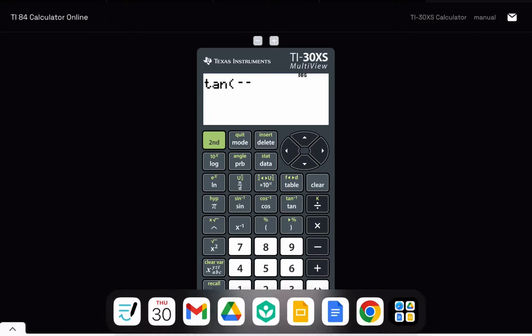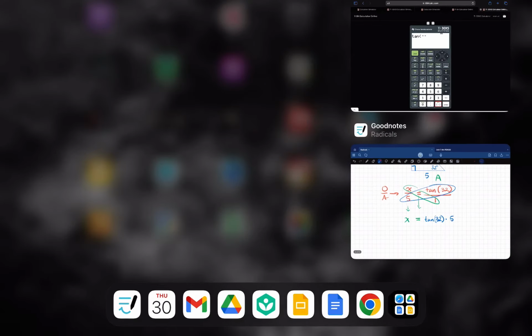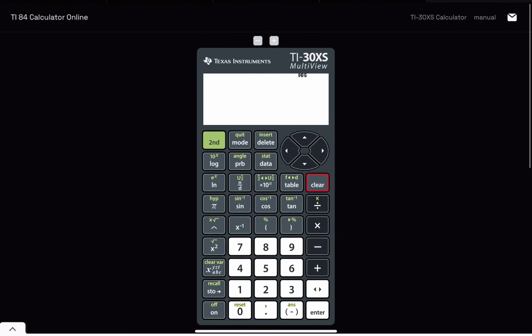Tangent, I already forgot now. Oh, that was tangent 32 times 5. Let me clear that one more time. Tangent 32, close that parentheses, times 5. Hit enter on there, and you're going to be given this long decimal. So it looks like 3.124. If you're in my class, I've asked you to round that to either the 10th place or give me the first 3 decimal spots and then round that up.